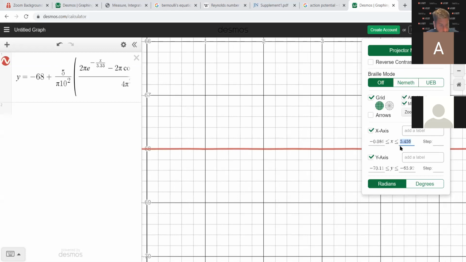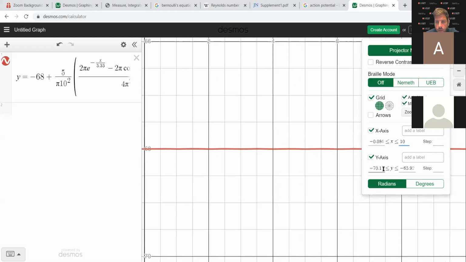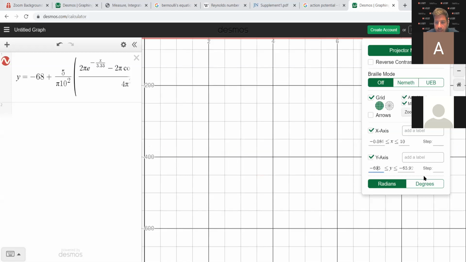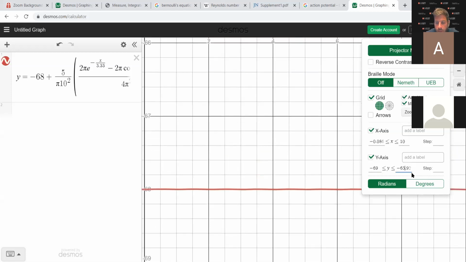So let's go to 10, just for example. Now let's change our y-axis. So if we go negative 69, I'm trying to find what's happening here. And once I do that, I start to see some oscillations.